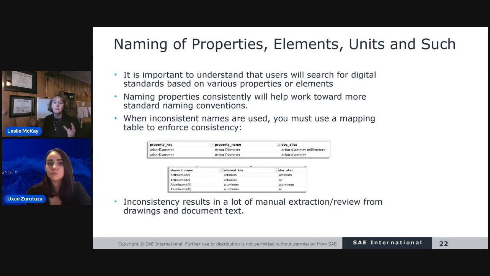Same thing with these elements. We found that aluminum, for example, was referenced in different ways, sometimes in the same standard and definitely across standards. So we had to use these mapping files so that the model can understand what these all equate to. Inconsistency can result in a lot more manual entry of requirements as opposed to getting them extracted automatically, a lot more manual review and overhead, and all that equates to cost. So understanding that these things that we understand are all the same are not always clear when a machine is reading these standards.